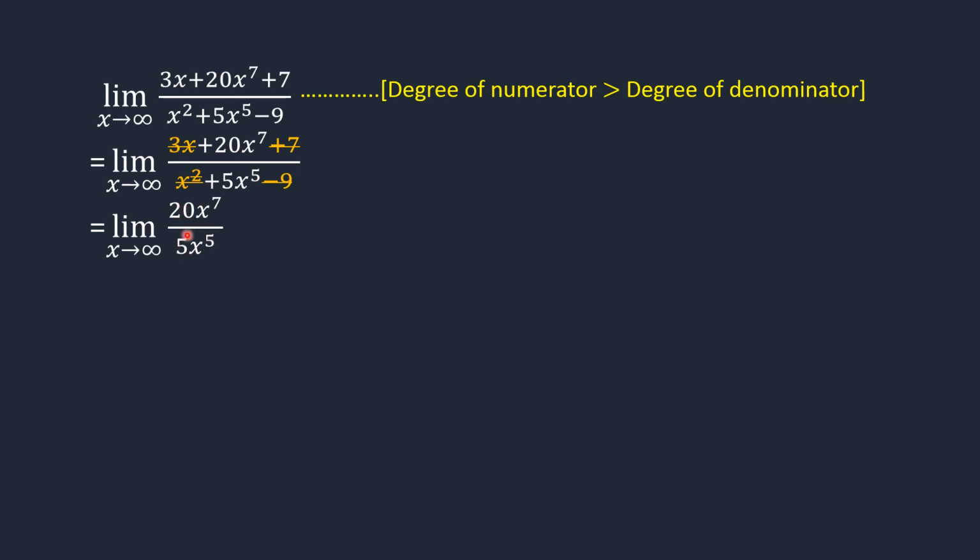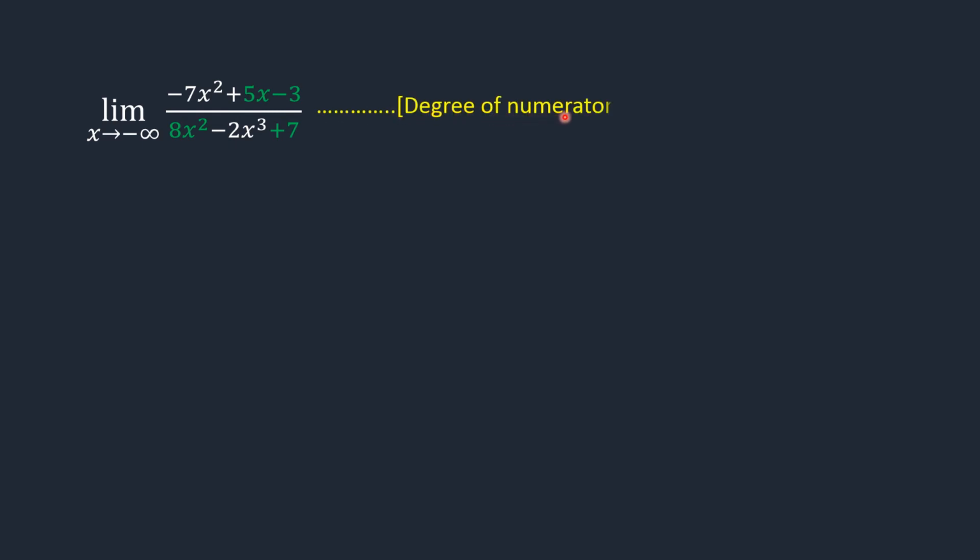Now 20 divided by 5 will be 4, and x to the power 7 divided by x to the power 5 will be x to the power 7 minus 5, that is x squared. Next, we will substitute x equals infinity. So we get 4 times infinity squared, which will be infinity.